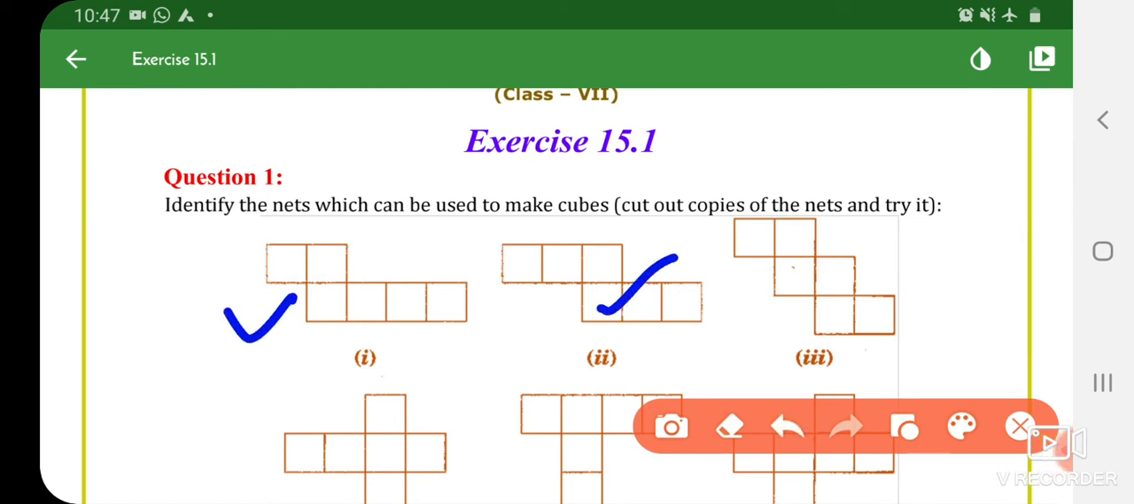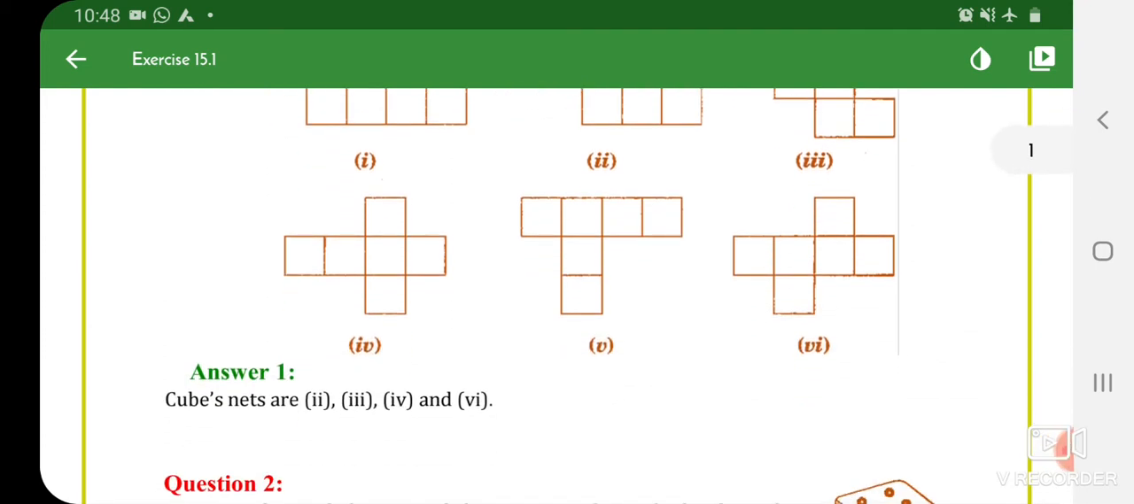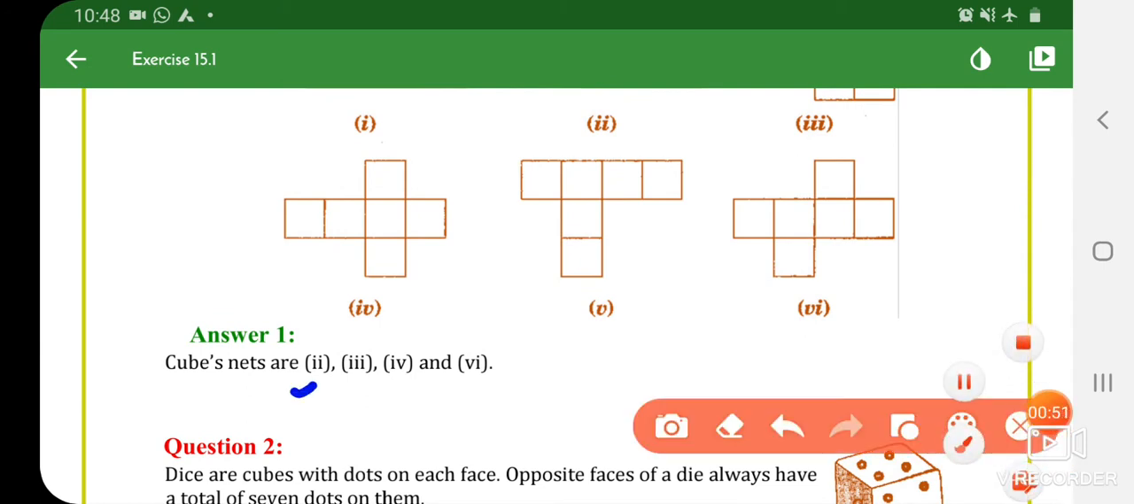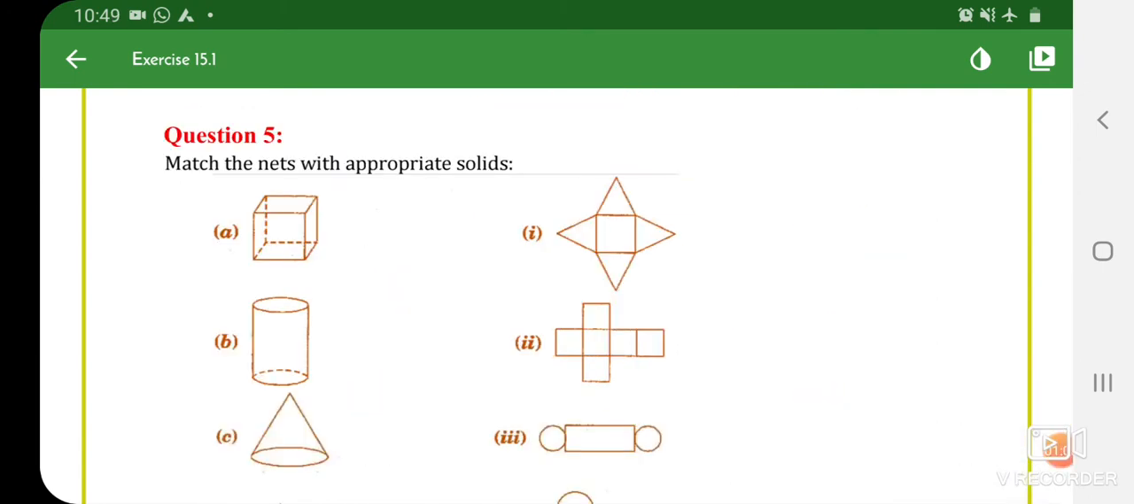cubes. Okay. Firstly, you have to draw this type of boxes and cut them in your copy, and after that fold it. And by this net you can make a cube or not. So the answer is, the cube nets are second, third, fourth, and sixth. When you arrange this net, you have to make a cube by these given points. In the same question, questions 2 to 4, you have to try.